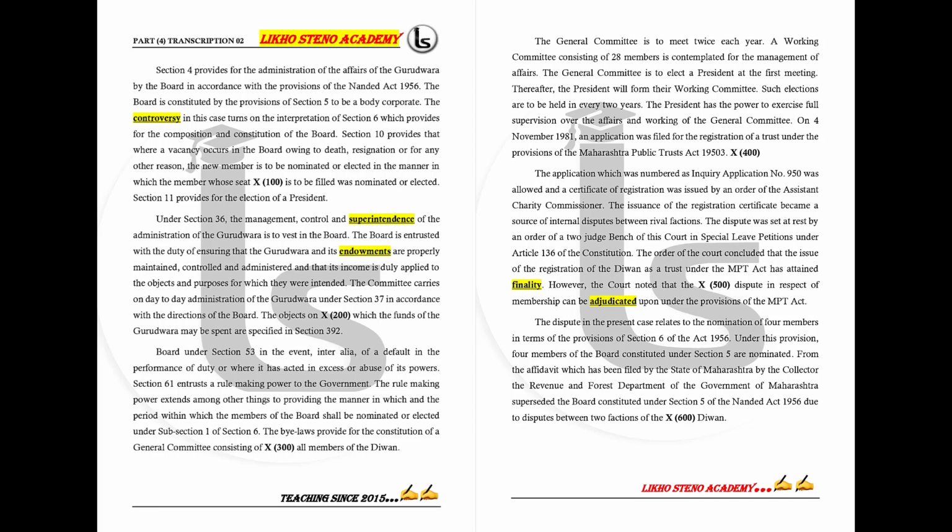On 4 November 1981, an application was filed for the registration of a trust under the provisions of the Maharashtra Public Trusts Act 1953. The application, which was numbered as Inquiry Application Number 950, was allowed and a certificate of registration was issued by an order of the Assistant Charity Commissioner.